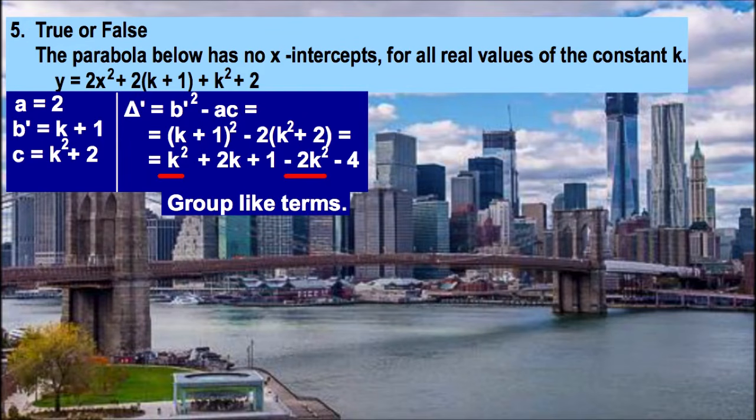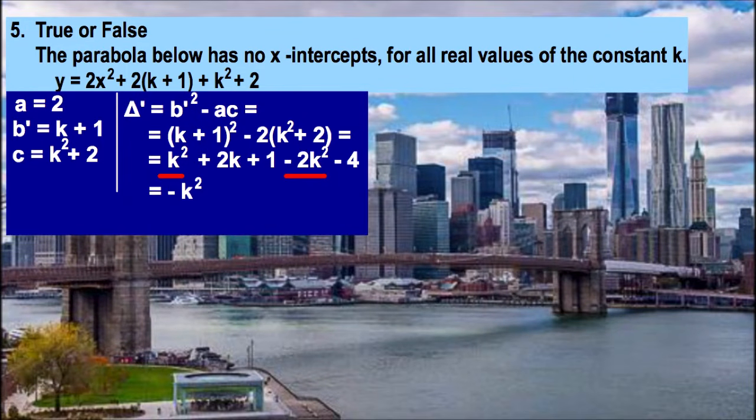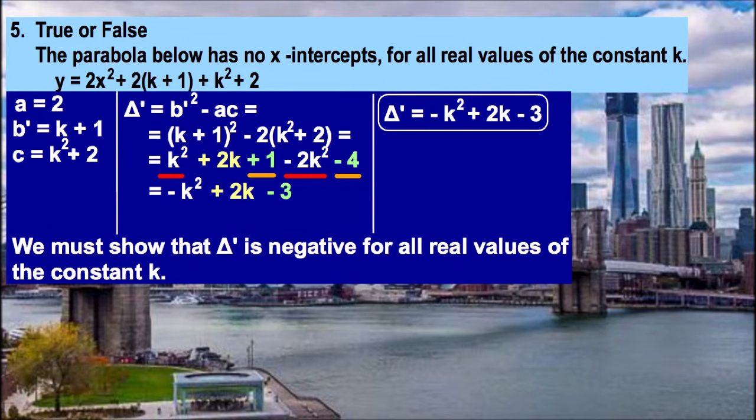All right, now group like terms. For the k squared terms, k squared minus 2k squared results in negative k squared. Positive 2k, and 1 minus 4 results in negative 3. Our discriminant prime is equal to negative k squared plus 2k minus 3. We must show that the discriminant prime is negative for all real values of the constant k.